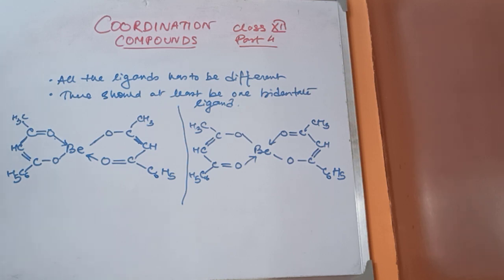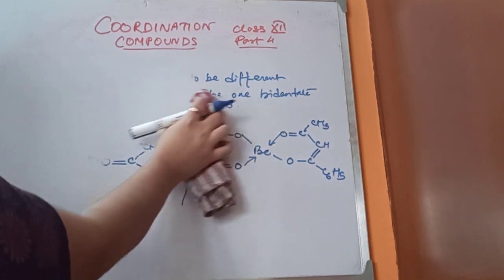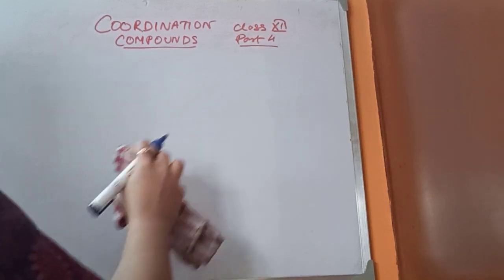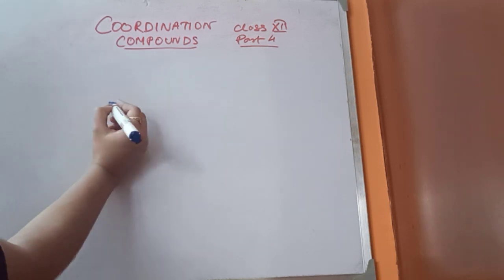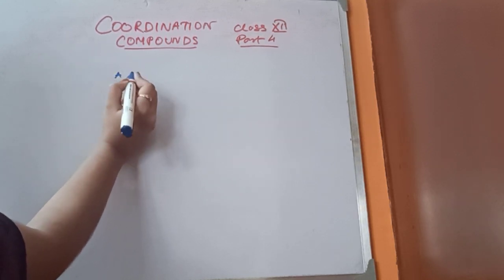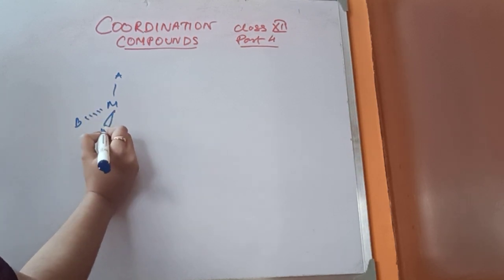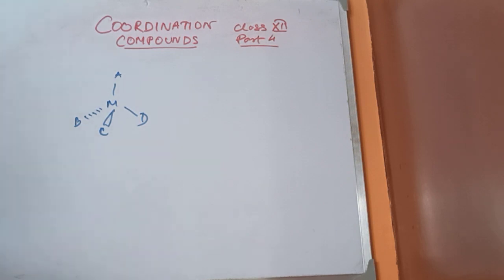Now remember one thing: why do tetrahedral complexes having all four different ligands, like this, not show optical activity? What is the reason behind it? The reason behind it is that these complexes are very labile.